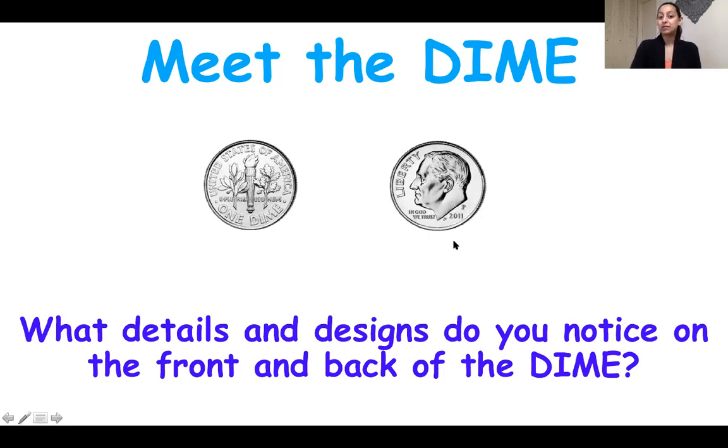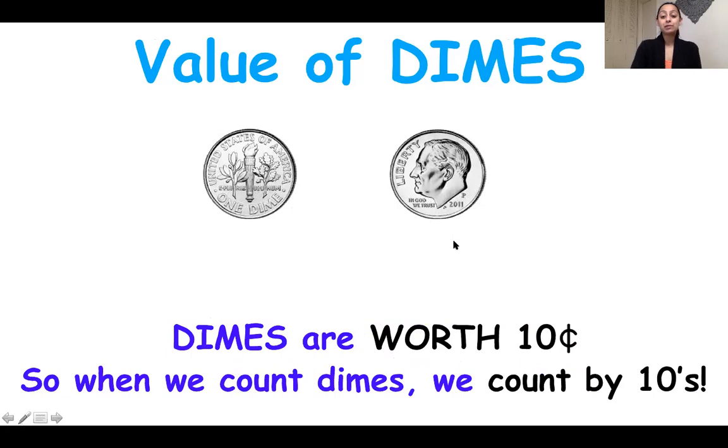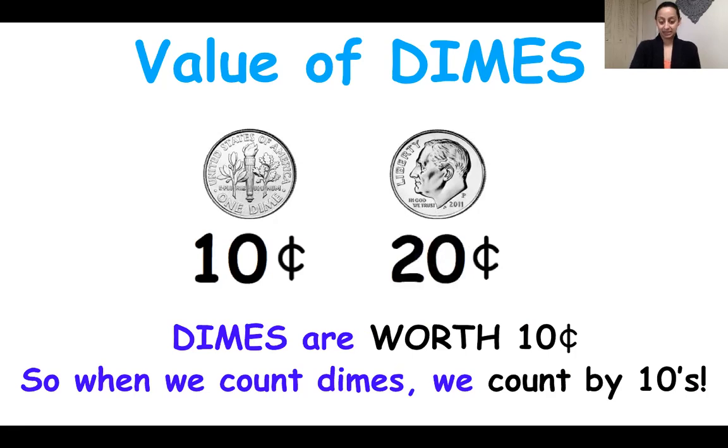So let's see what the value of a dime is. Dimes are worth 10 cents. That means that when we count dimes, we have to count by tens. Let's count these dimes to see what the value of 2 dimes would be. Remember, we have to count by tens. Here we go. 10 cents, 20 cents. So the value of these 2 dimes is 20 cents.